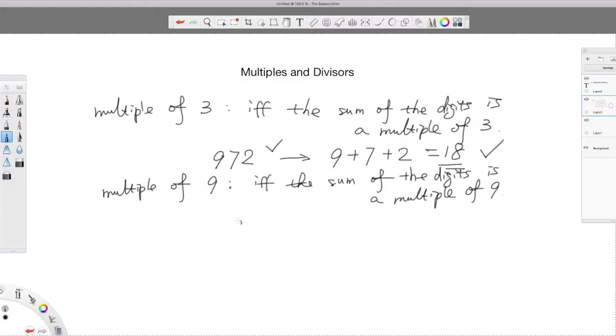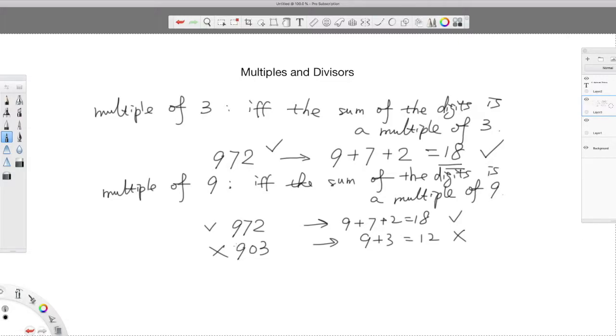So let's take 972 again. Is it a multiple of 9? Well, the sum of digits is 9 plus 7 plus 2 equals 18, which is a multiple of 9. So 972 is a multiple of 9. And how about 903? The sum of digits is 9 plus 0 plus 3 equals 12, which is not a multiple of 9, so this number is not a multiple of 9. And we're going to prove this. All right, so let's go over this proof.